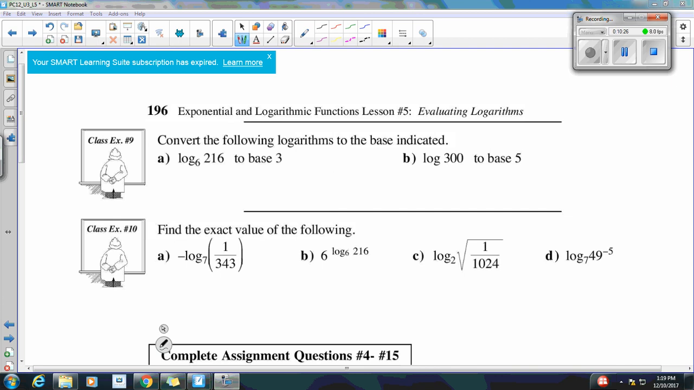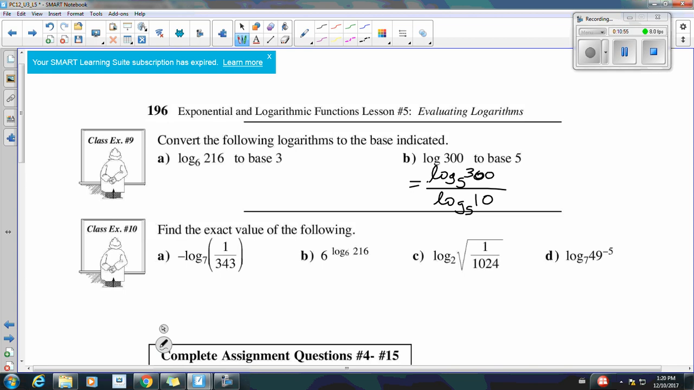Okay, so then we also take cases like this: convert the following logarithms to the base indicated. So let's just do b here. It says log of 300. We want to represent this with base 5. Well, we can change it to any base. We use log base 5 of the argument over log base 5 of what the base was of the original. There's no base written there, which means it's 10.